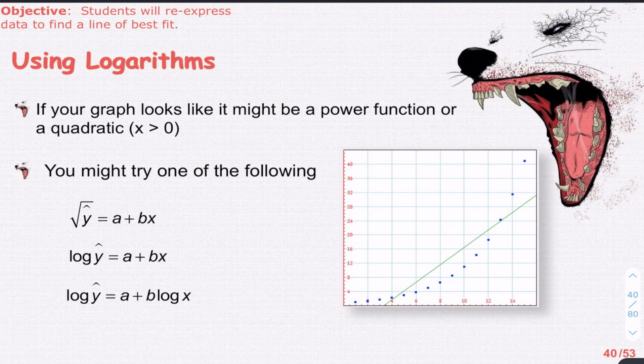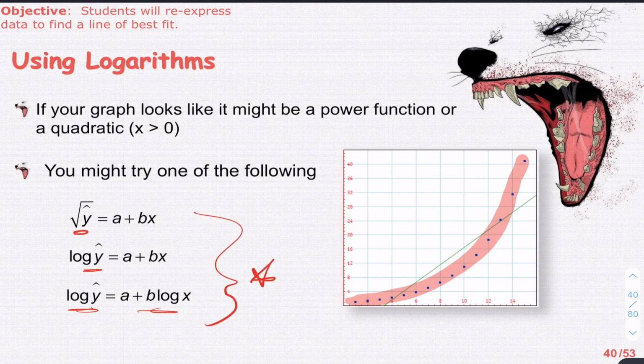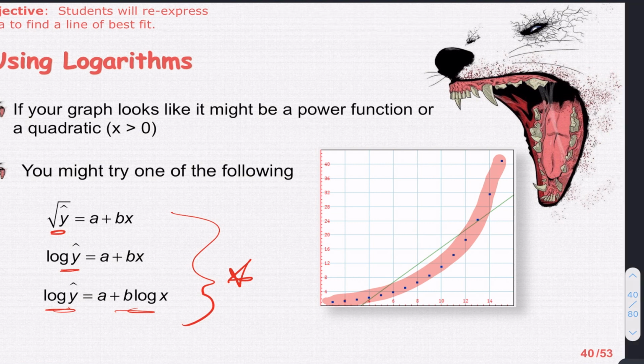If our graph looks like an exponential function, it should start sounding familiar. Or it could look like a quadratic. Well, a quadratic would mean we either take the square root of y hat, or we take the log of y hat, or we take the log of both. Again, all of these are just suggestions as to how to handle these types of scatter plots.